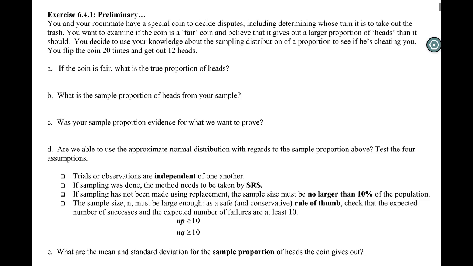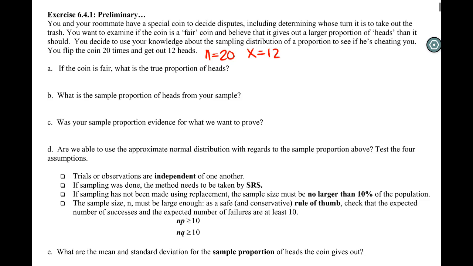You decide that you know some stuff about the sampling distribution of proportion, and you're going to use it to see if he's cheating. So we flip the coin 20 times, and we get 12 heads. We basically do one of the silly experiments we're always doing in class.